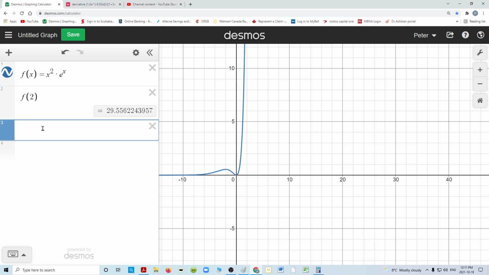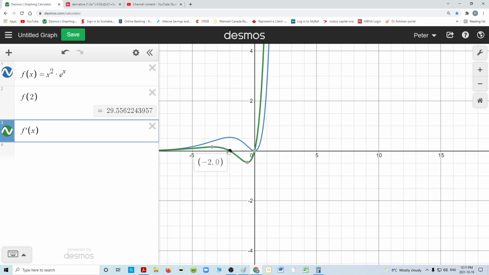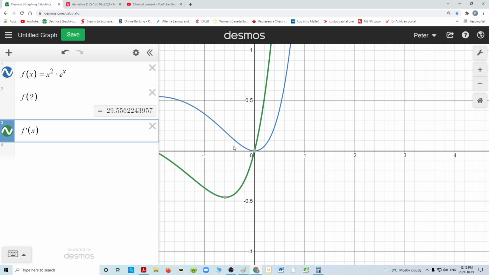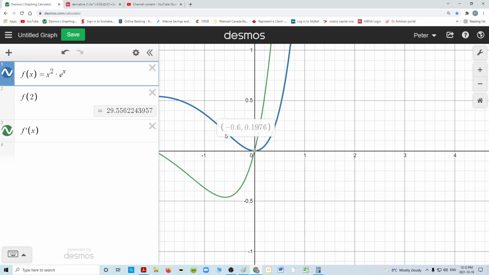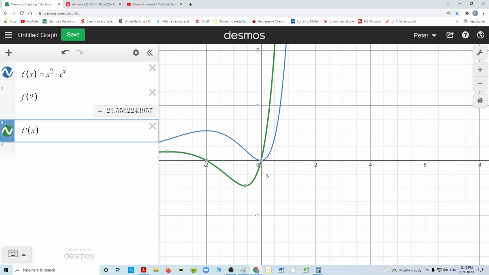Okay, here's the graph of the derivative. You can see that where it crosses the x-axis is where the max and mins occur. And this here should be the inflection point of when this changes directions. And it does. There you go.